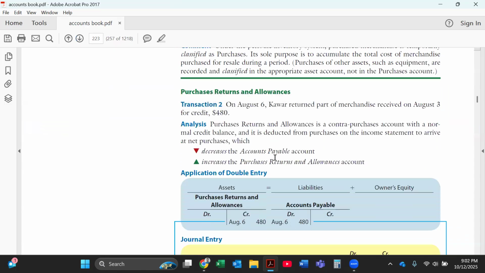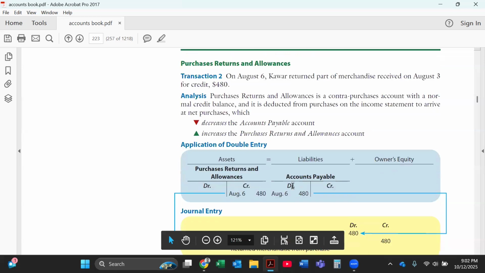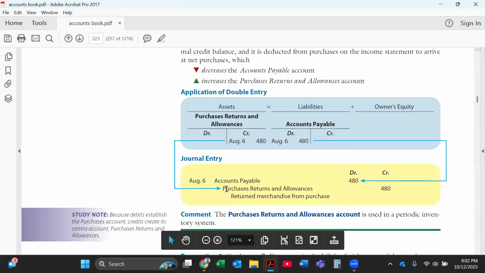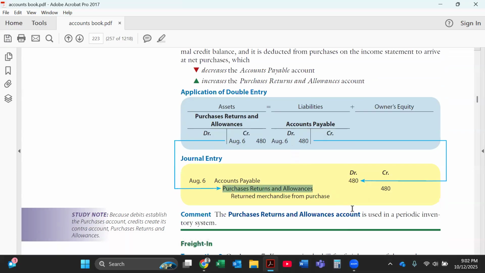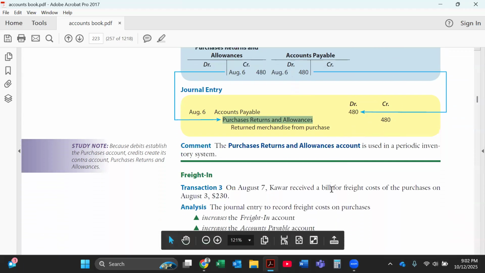Now, if on August 6th, we return a part of the merchandise received for credit for 480, yes, we take out accounts payable 480, but we do not credit merchandise inventory. We credit purchases, returns, and allowances. So again, nothing touches the merchandise inventory account underneath the periodic method. The same 480 is reduced.